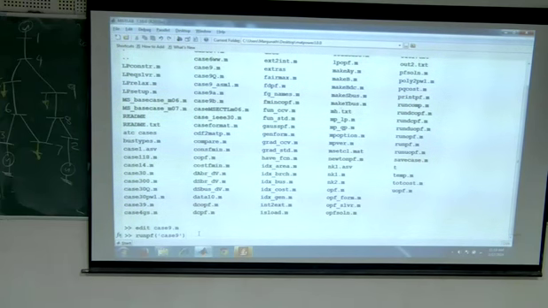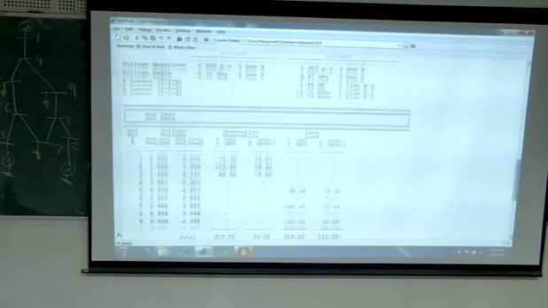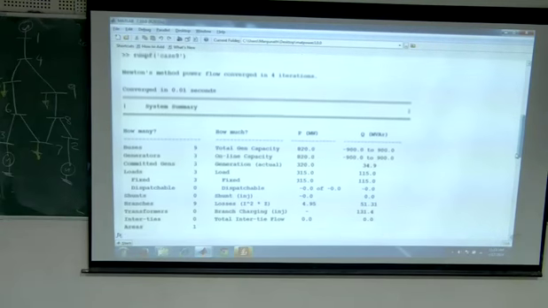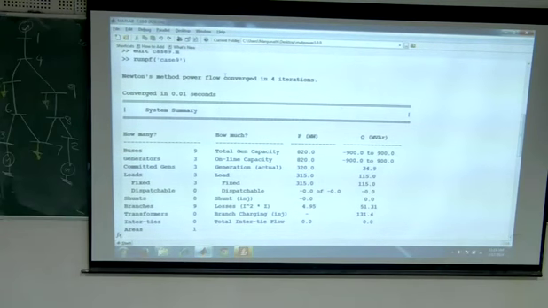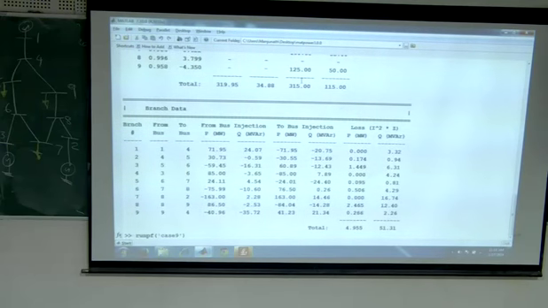I told you there are 14 state variables, so the Jacobian matrix is 14 by 14. If I go up, Newton's power flow converged in 4 iterations. That means they used Newton's method and converged in 4 iterations. So 4 times the 14 by 14 matrix was inverted. All that happened in just milliseconds. I will run the command again. It just did that calculation and gave the results.